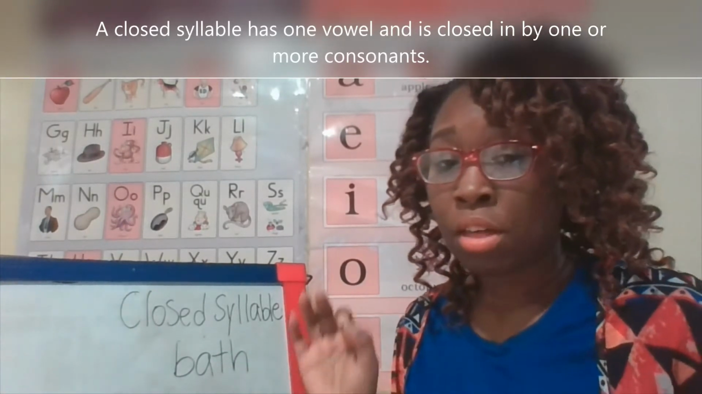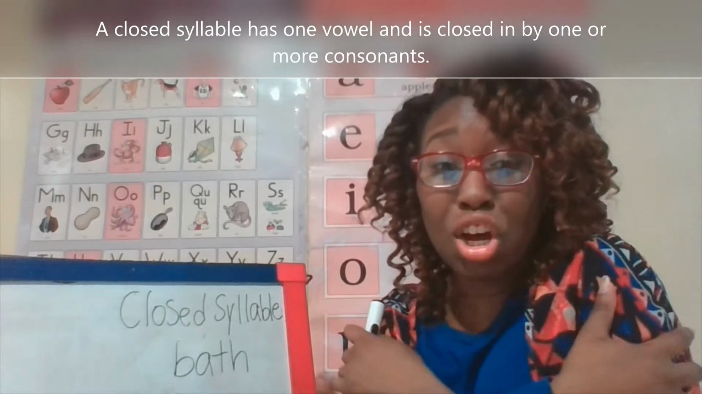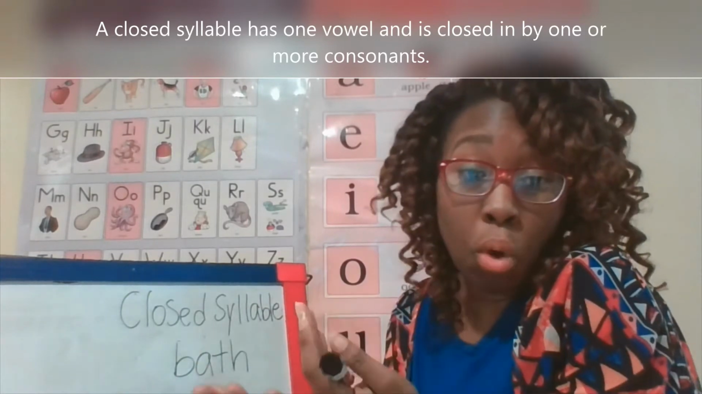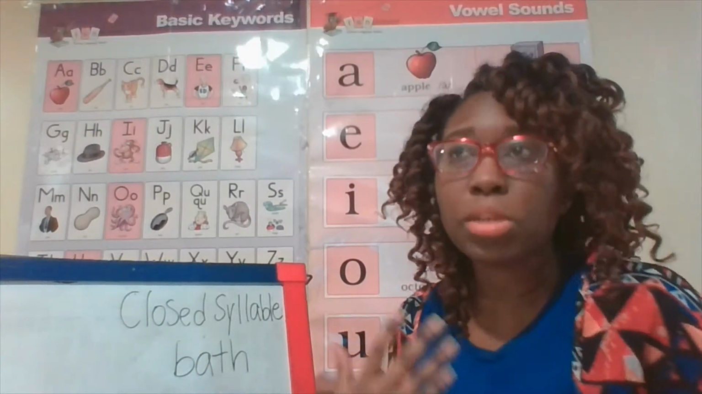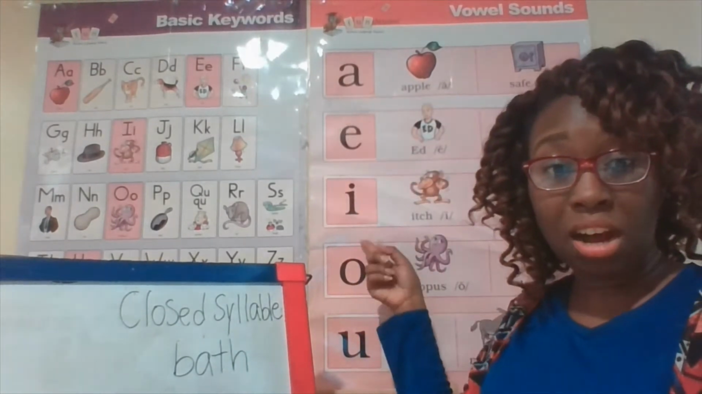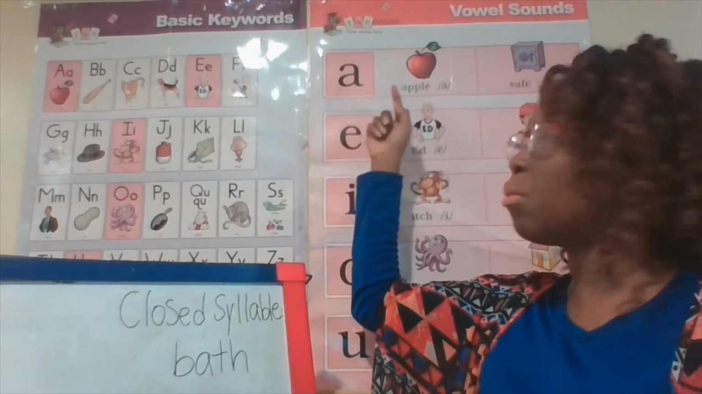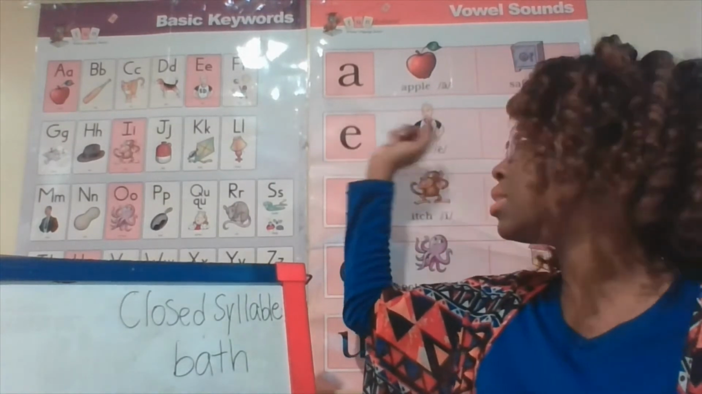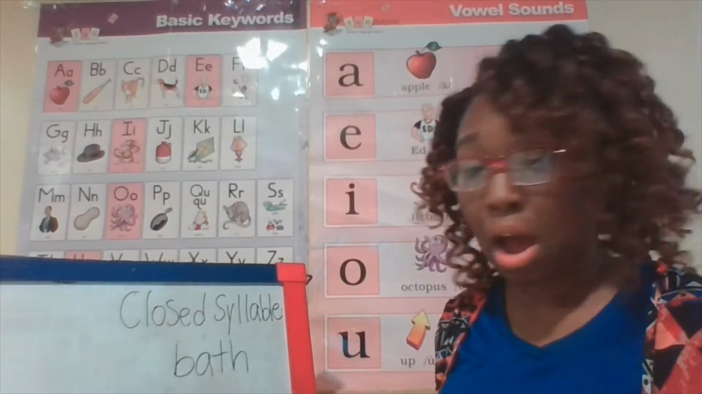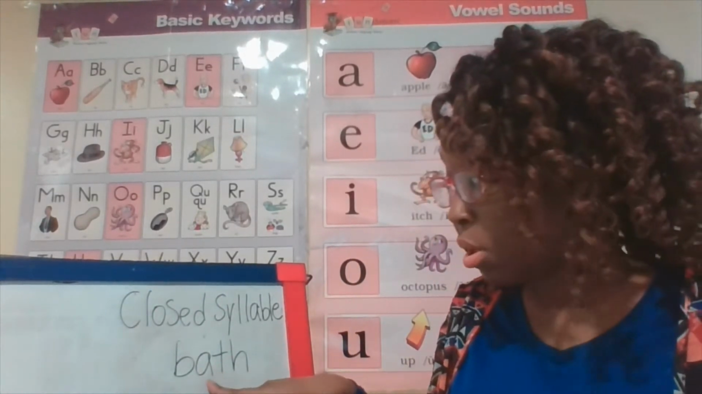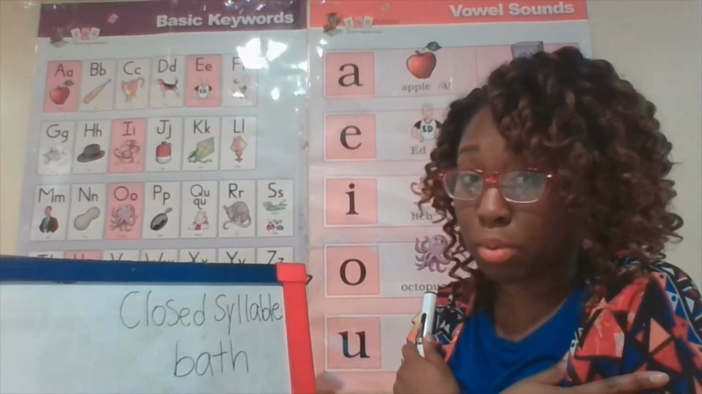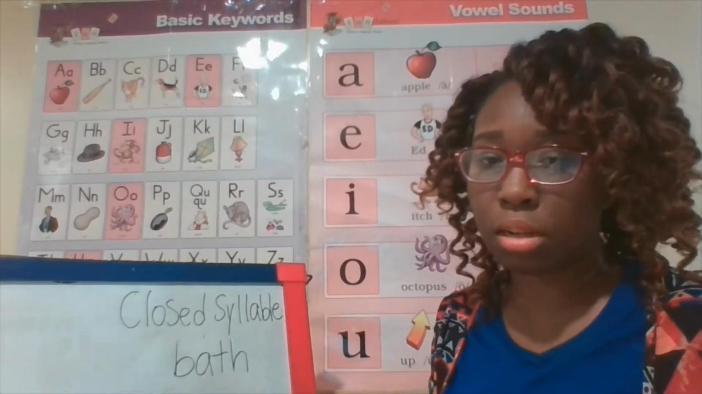And also, that one vowel needs to be enclosed or it needs to be very close to one or more consonants. And we talked about what's a consonant. It's the opposite of a vowel. So if A is a vowel, B is a consonant, C is a consonant, D is a consonant, and then E is a vowel. So right now I'm looking and I see a vowel and it's surrounded by consonants. It's very close with consonants. So I know that's a closed syllable.